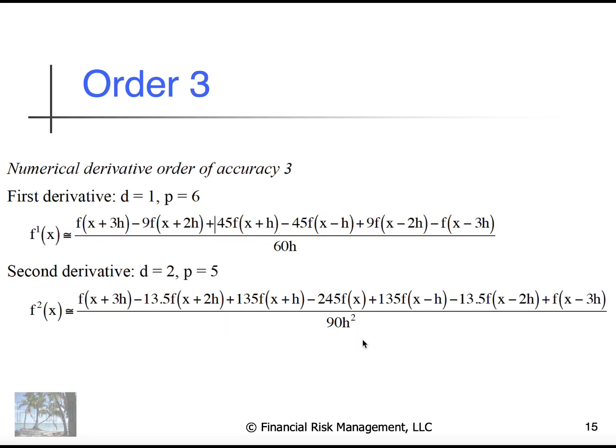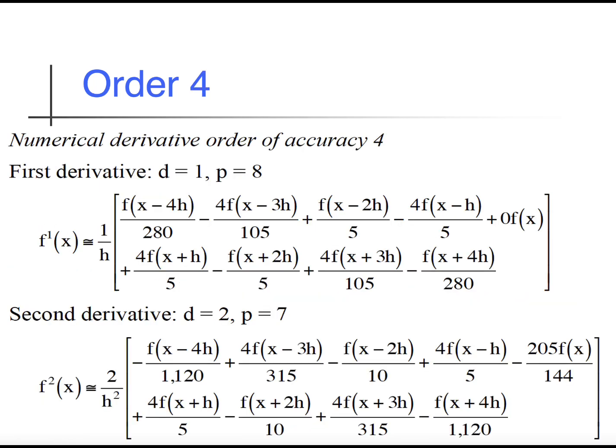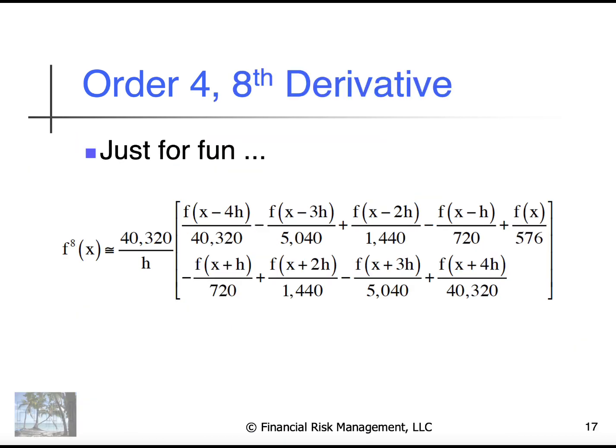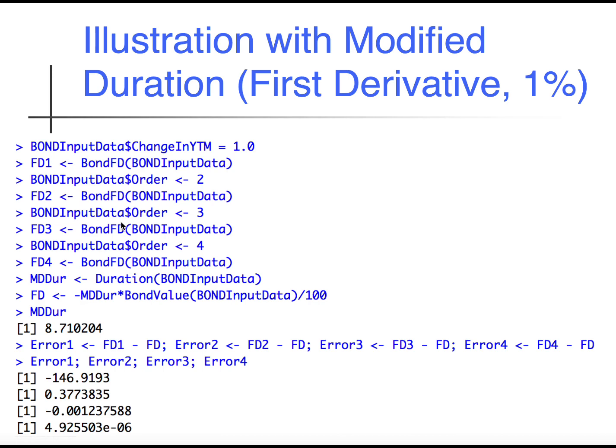If I go to order 3, in theory, I'm getting more accurate by having more estimates and refinements. And then I could go to order 4, and you could actually continue on, but this was far enough. And so just to give you an idea, with order 4, I could compute the 8th derivative, looks something like this. Not that we would ever need it.